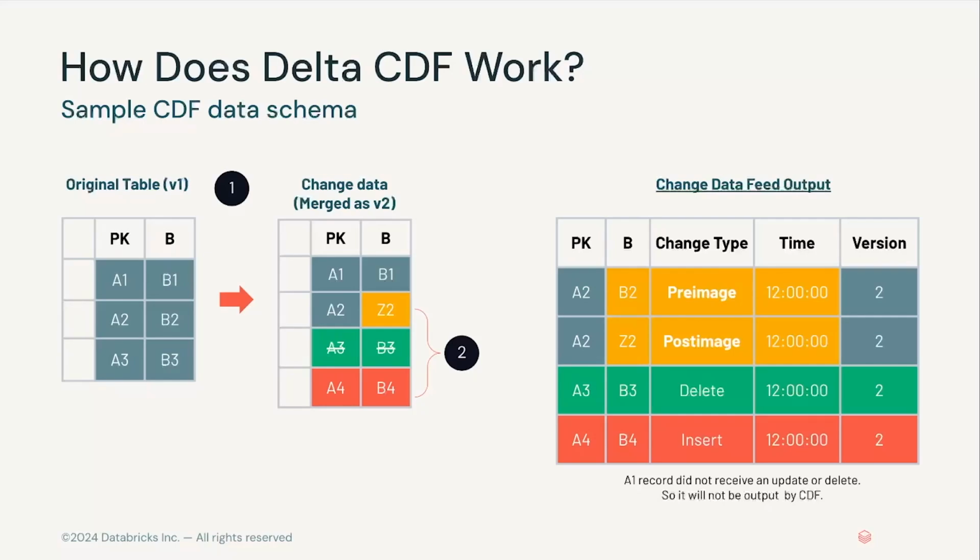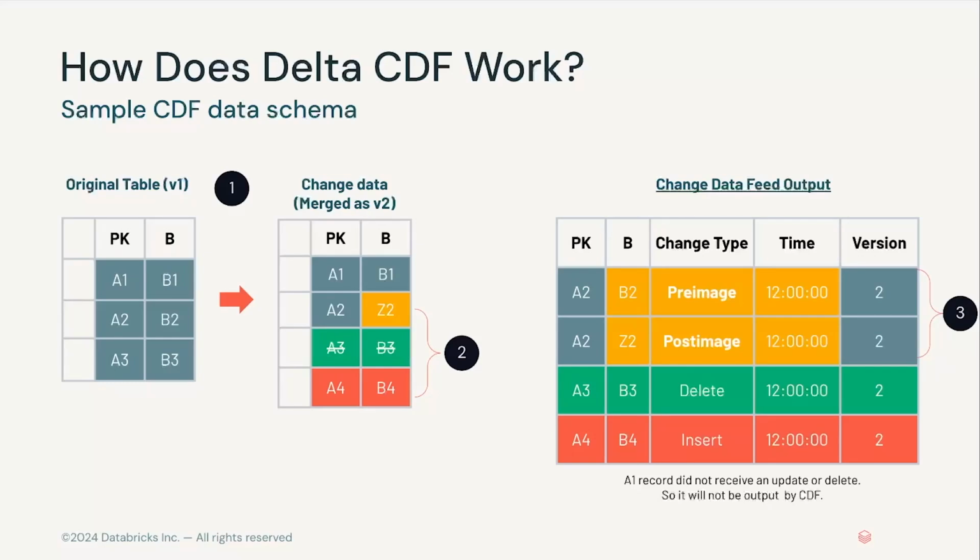This allows CDF to speed up ETL pipelines as less data is being touched. Note that record A1 is not reflected in the Change Data Feed output, as no changes were made to that record. In the case of updates, the output contains what the record looked like before the change.